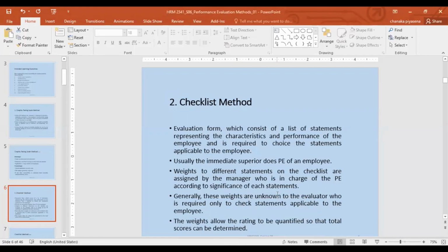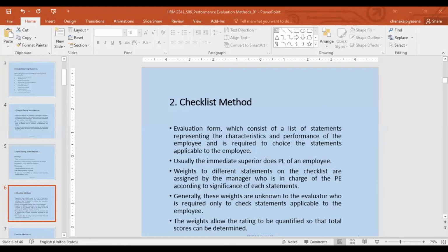But in the second method, the checklist method, we have a separate document with weights assigned to the different statements on the checklist. Basically, that document is developed by the manager who is responsible for the performance evaluation. Most of the time it may be developed by the HR department.